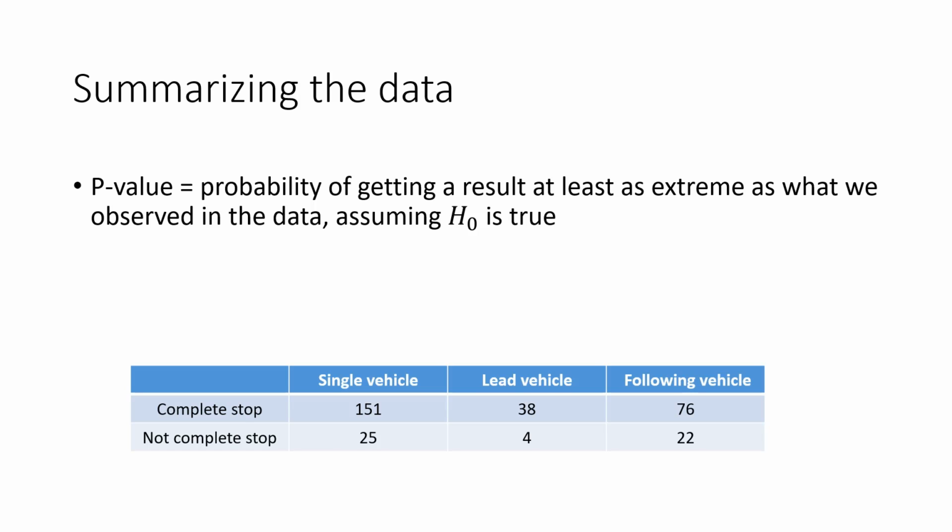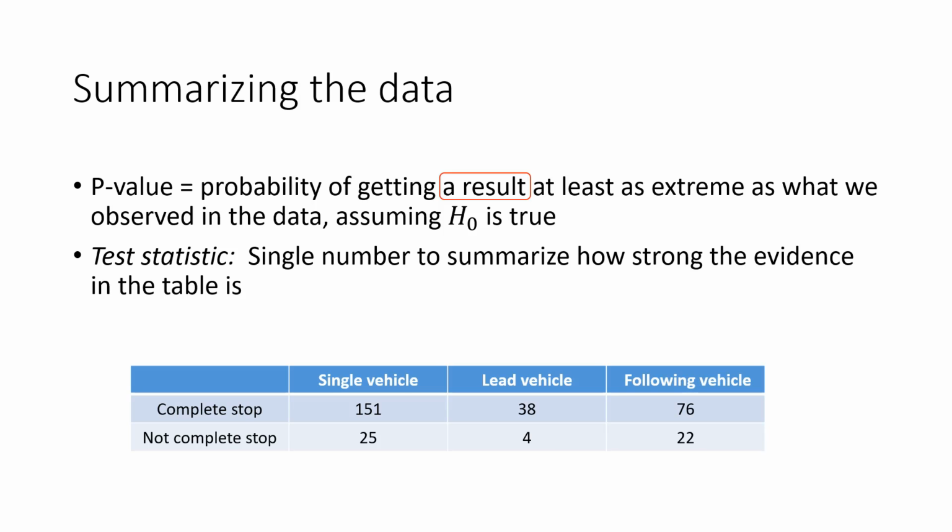To test these hypotheses, we know that we want the p-value to be the probability of getting a result at least as extreme as what we observed in the data, assuming that the null hypothesis is true. But what result did we observe in the data? We somehow want to summarize the data shown in the table here into a single number that summarizes how strong the evidence against the null hypothesis is. We call this the test statistic.